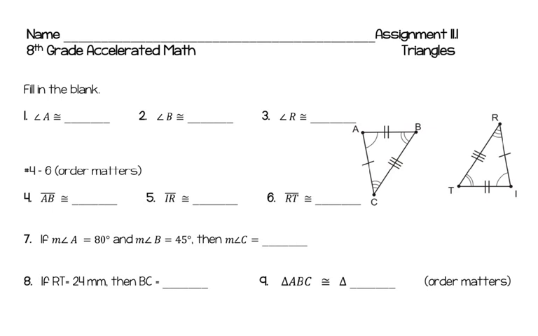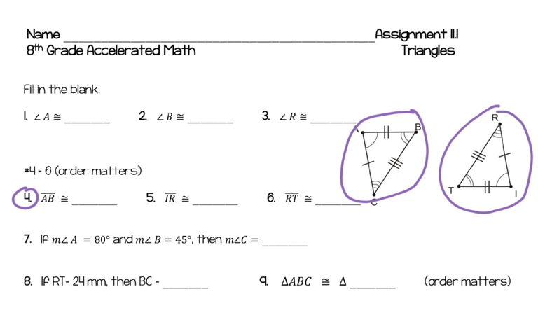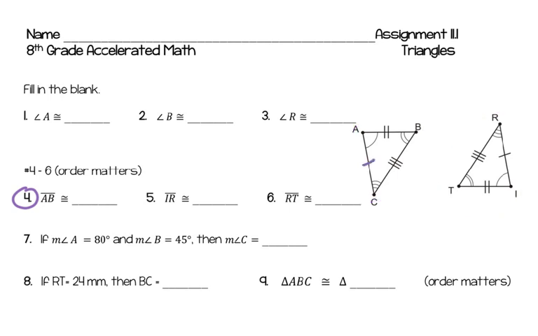So I'm going to do number 4. And so it says, if I look at my 2 triangles, notice how the markings are there. So if we notice this is a single mark and this is a single mark, that means that side AC goes with RI. The marks with the 2, that means that AB goes with TI. So if this says AB, then do I put TI or do I put IT?